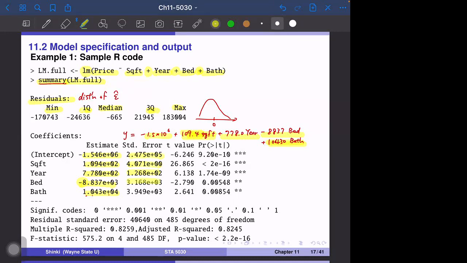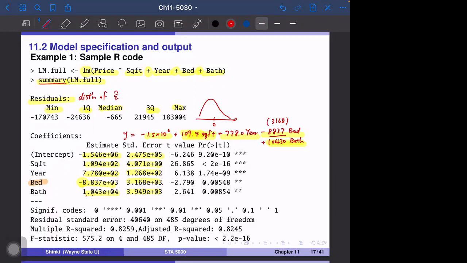And the standard error. So this means how reliable this estimate is. So for example, think about the number of bedrooms. So at first, the negative sign is a little bit counterintuitive. And the negative 8837, how reliable this estimate is. Then standard error is 3.168 times 10 to the power 3. So that means 3168. So somewhat large standard error, but at least the size of the effect is 8,837. So compared to this, the 3,168 isn't very large. So we can say that probably the negative sign is robust.